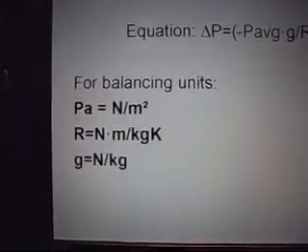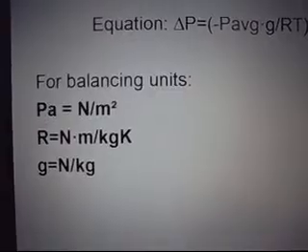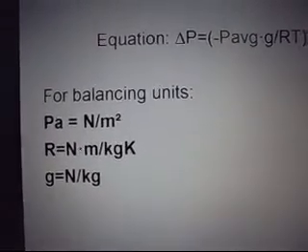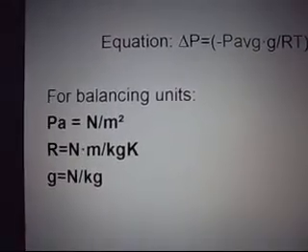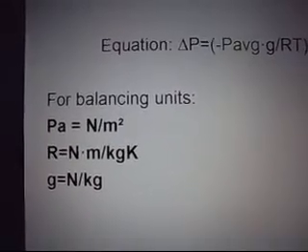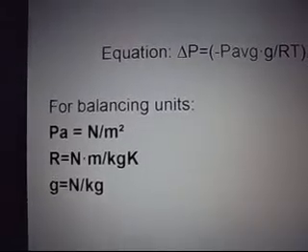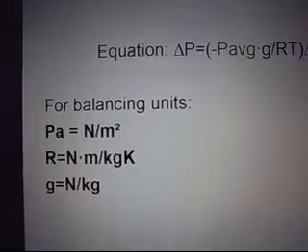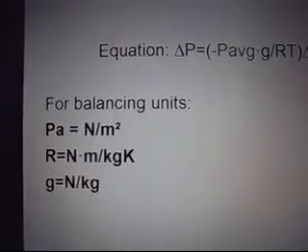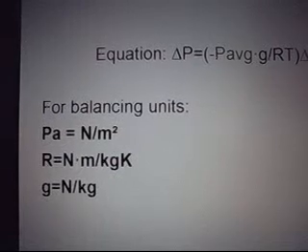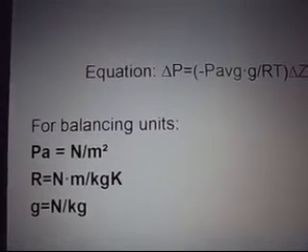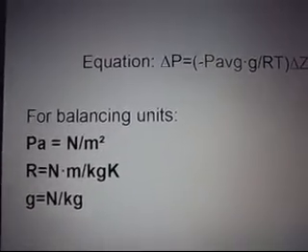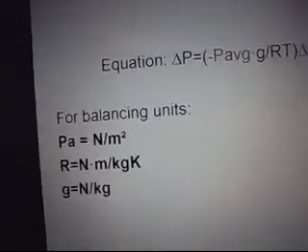As we saw in the previous slide, we got a lot of variables with different kinds of units. So for Pascal, for pressure, the gas constant, and gravity, we're going to change the units in relation to newtons, meters, kilograms, and Kelvin. With these new balancing units, we can see how they cancel out in our equation, leaving us the change in pressure in Pascal.